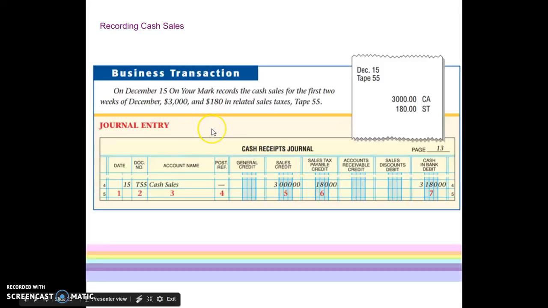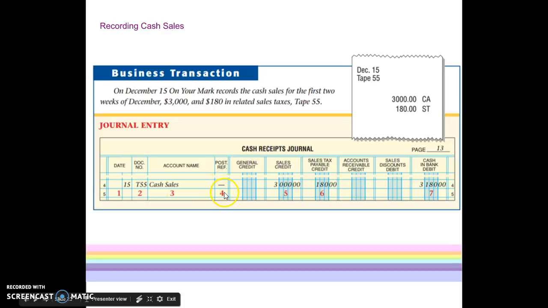Now, if we have cash sales, on December 15th, On Your Mark records the cash sales for the first 2 weeks of December, which is $3,000 and $180 in related sales tax. And the tape 55 is going to be our source document. So the date is the 15th. The document number is T55, which stands for tape 55. The account name is going to be Cash Sales.